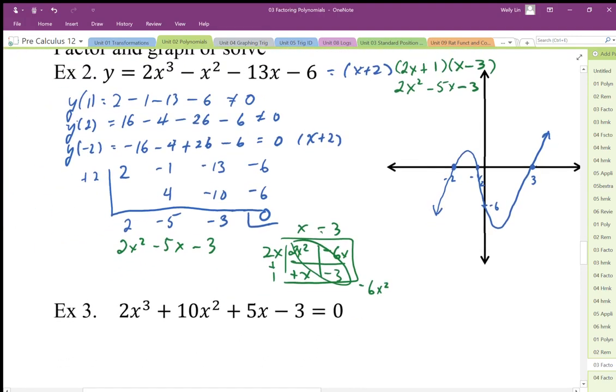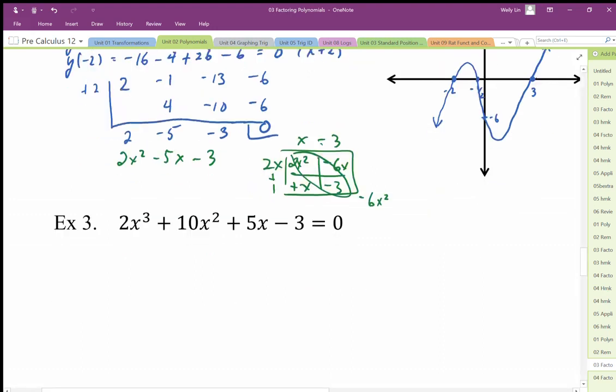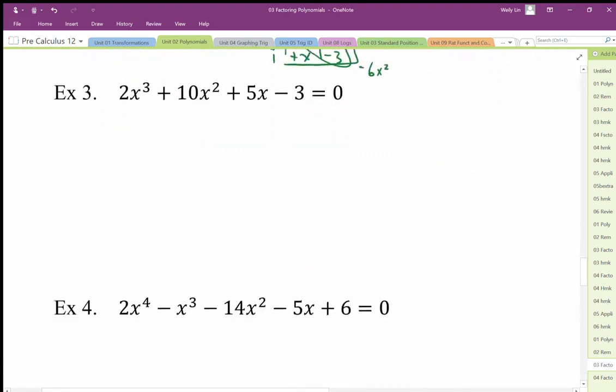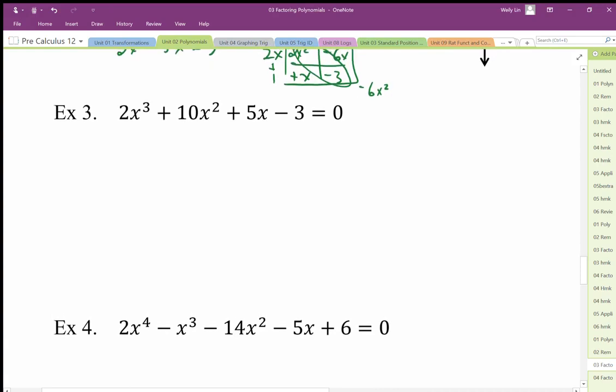So here is a similar question, but now I'm asked to solve this. Although I'm going to do the exact same thing, I'm going to interpret this problem slightly differently because I want the solutions to this equation. So I'm going to do this exact same way. I'm going to test using my factor theorem, here, my remainder theorem.